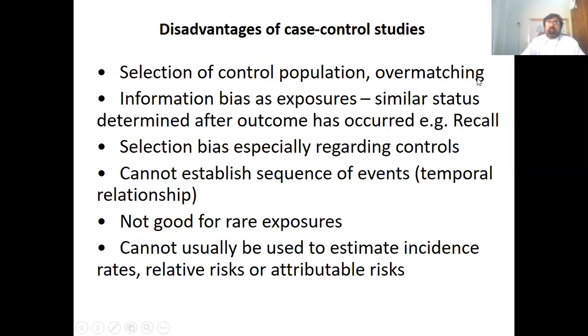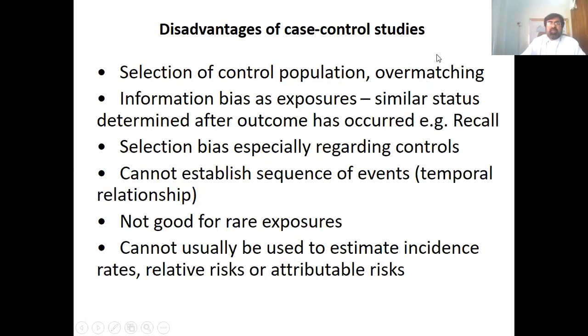Disadvantages: selection of control population, overmatching. This is the bigger disadvantage of this study: the selection of the control group, from which population you have to select the controls. The proper way of selecting the control is to take the brother of a case, a relative of a case, if not the neighbor of the case, or from the same community. Beyond that, that will not give you good results.